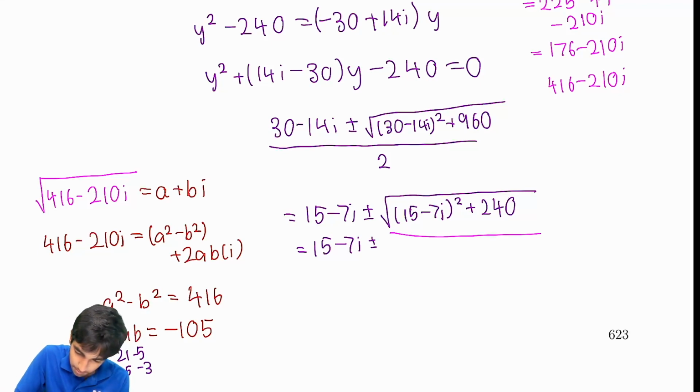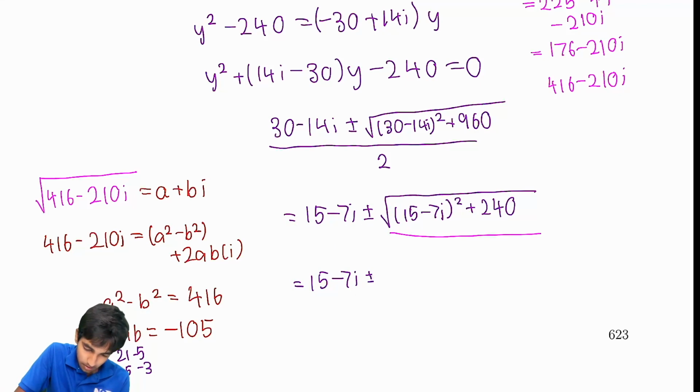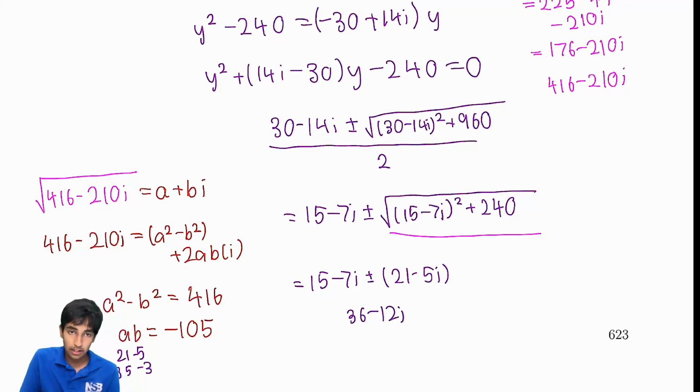plus or minus 21 minus 5i. And that really gives us two possibilities. Either 36 minus 12i, that's the first possibility. And the second possibility is, you subtract it, so it's going to be negative 6 and then minus 2i. These are the two possible values.